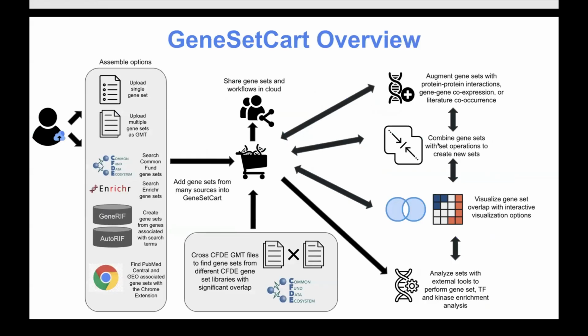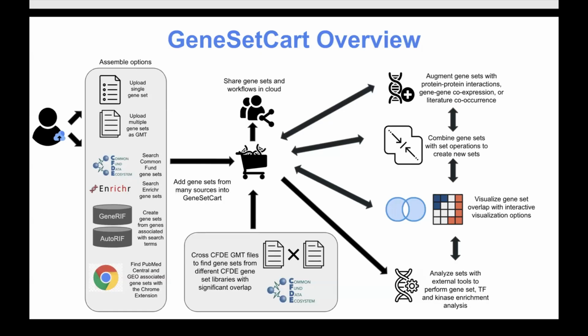So just to begin with an overview, GeneSetCart starts with assembling gene sets from many different sources. One of those is these Common Fund gene sets that we've processed from the raw data of various Common Fund programs. But you can also upload your own gene sets as a single gene set, or as a GMT, or gene matrix transpose, where there are terms and then the genes contained within them on each row of the file. And then we also have other ways to query and add gene sets. Through Enrichr, which has thousands of annotated gene sets, from gene co-mentions through GeneRIF and AutoRIF, through a resource GeneShot, as well as gene sets that we've extracted from PubMed Central articles, as well as GEO studies using an associated Chrome extension. So we have a variety of ways you can assemble these gene sets.